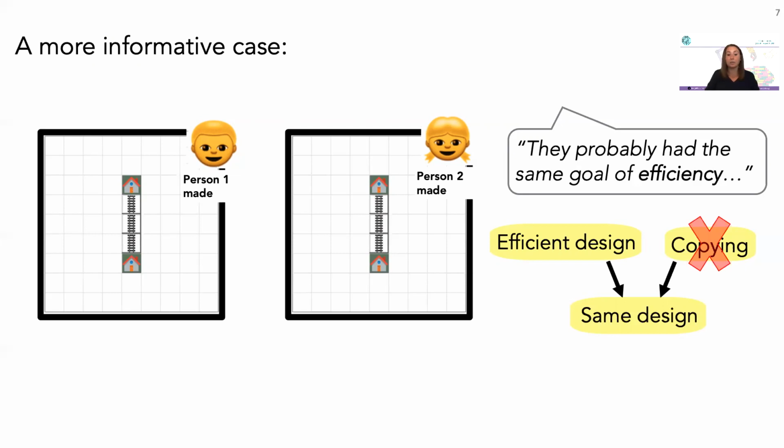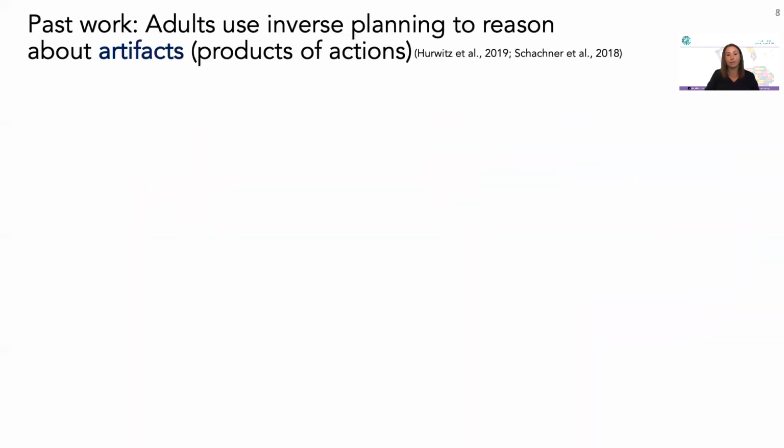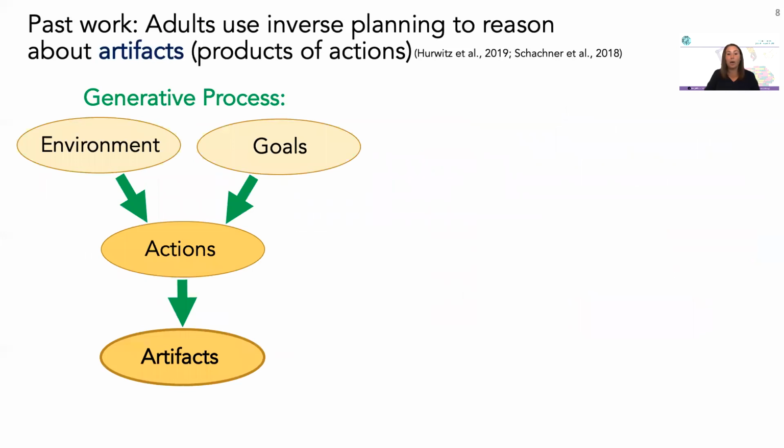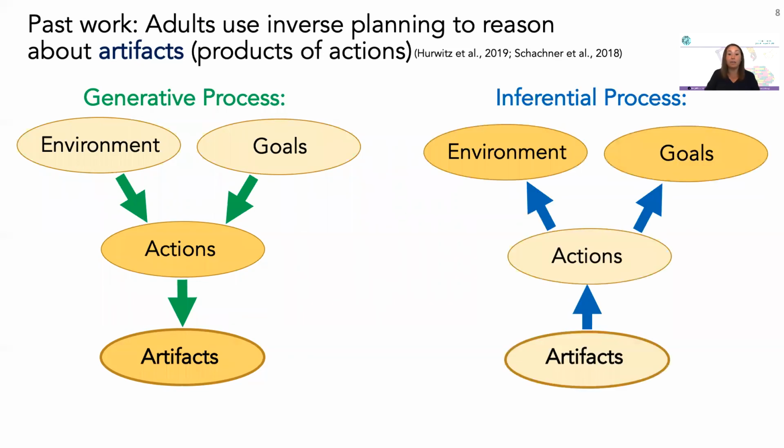And in past experiments with adults, this is what we find. In particular, we propose that people use the process of inverse planning to reason about design. Basically, people have knowledge of the generative process, what they would build if they had a particular goal and were in a particular environment. The idea of inverse planning is that people can invert this planning process to reason about artifacts others have made. So from seeing the features of an artifact, adults can make inferences about the actions that had to happen to make that artifact and the creator's goals and environmental constraints.